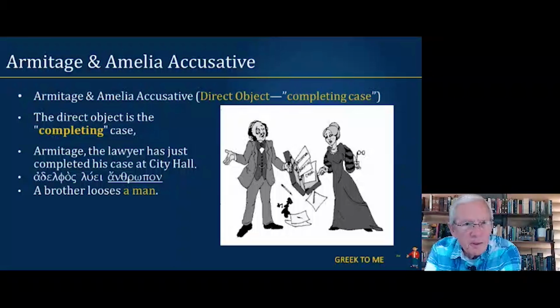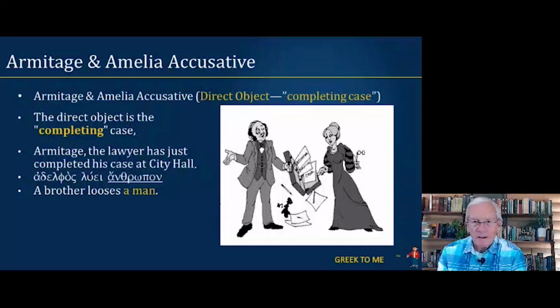We have Armitage and Amelia, accusative. This is the completing case. For example, in the English sentence, we could say, I hit. And yes, that's a complete sentence, but it's somewhat incomplete. What did I hit? I hit the wall, or I hit the ball. That's more complete. The direct object is the completing case. Armitage, the lawyer, has just completed his case at City Hall.